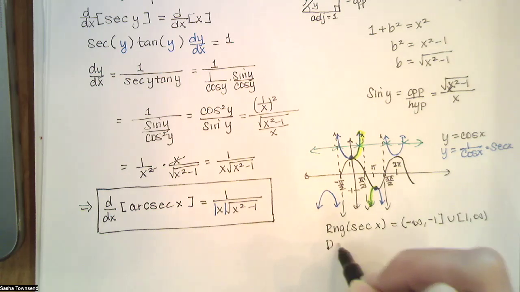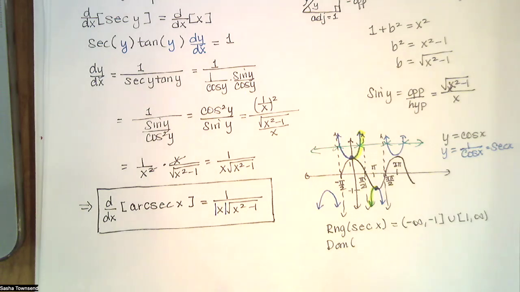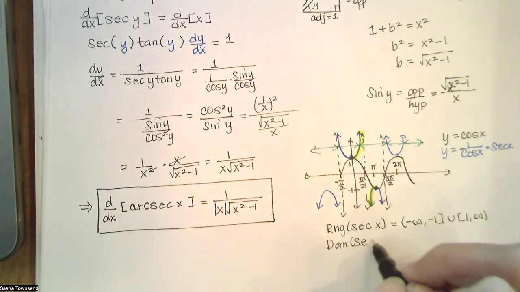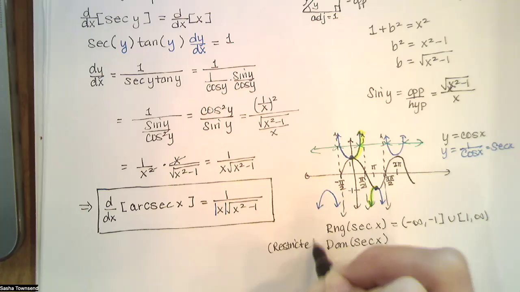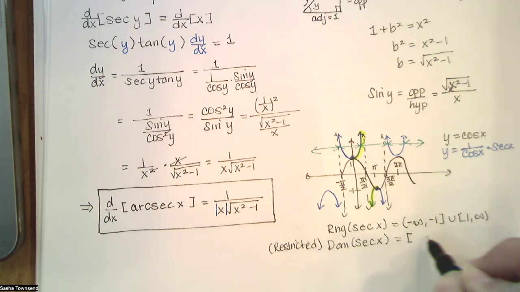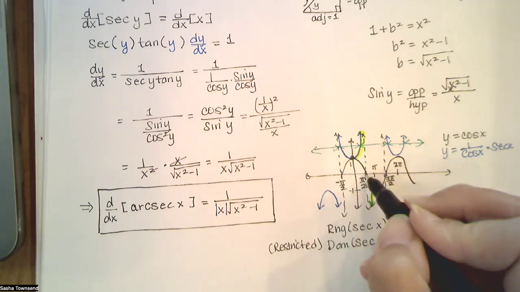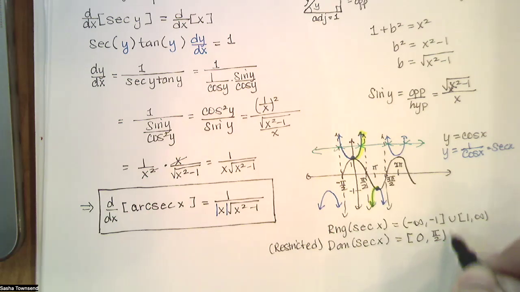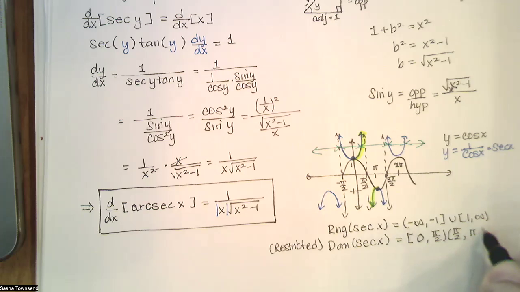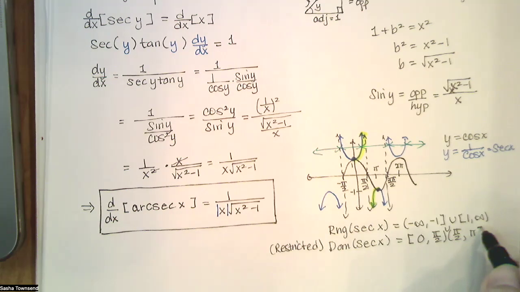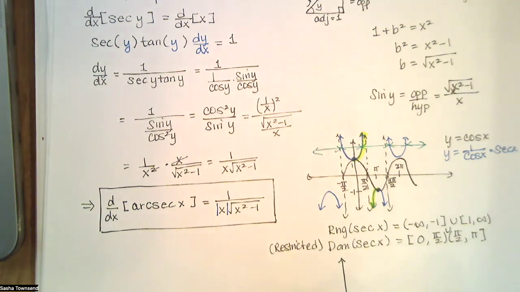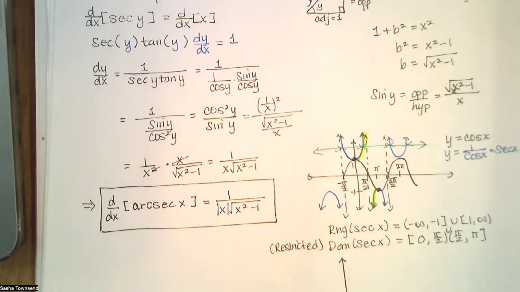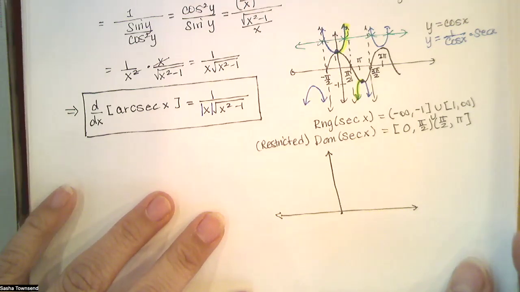And the domain is typically all real numbers except those that cause the cosine to be 0. But we're using a restricted domain of 0 to pi, but we exclude this one x value. So from 0 to pi over 2, and then pi over 2 to pi. And we just take that restriction so that we can define the arcsecant function, and so it's actually a function.